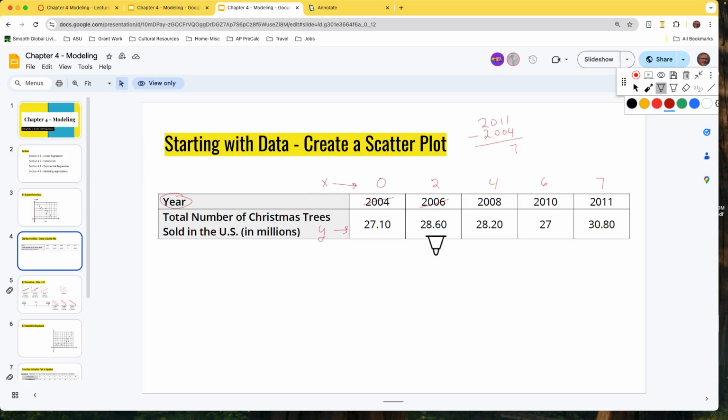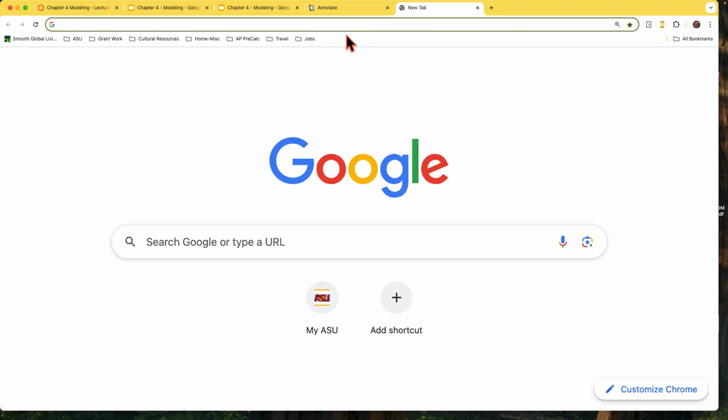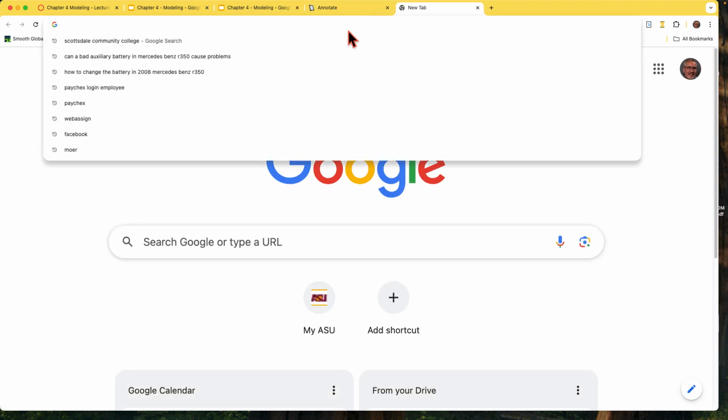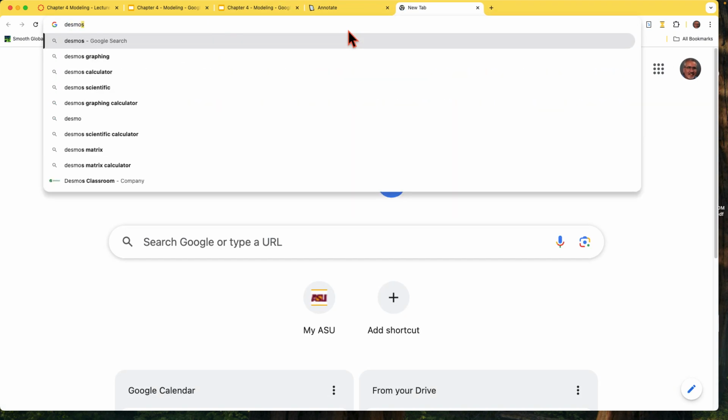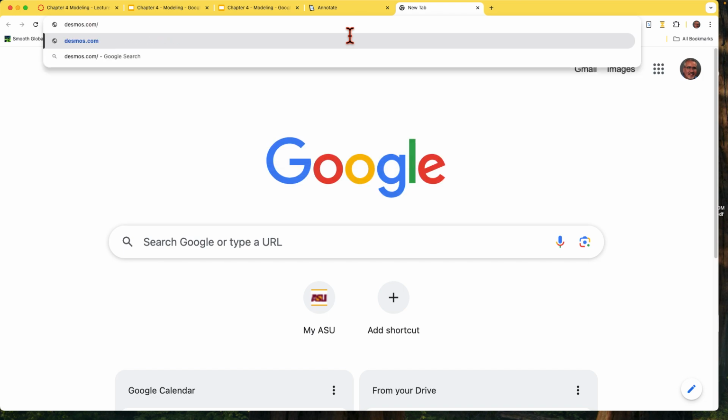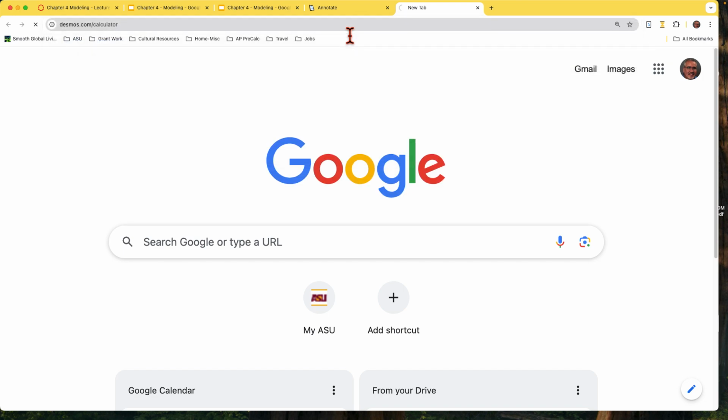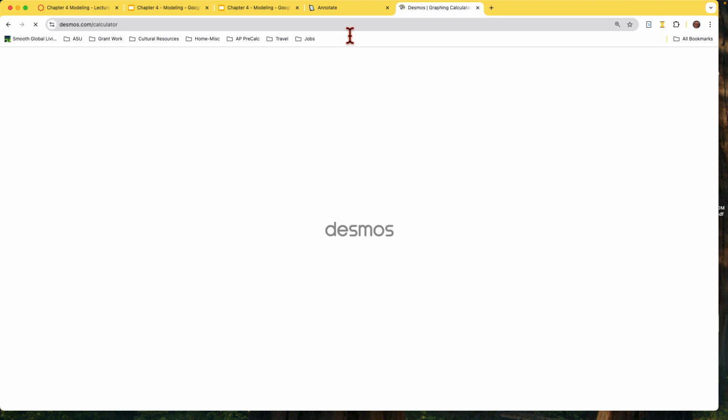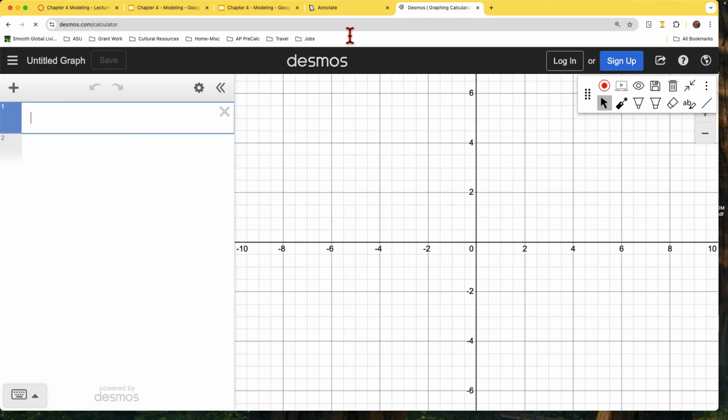So we're going to keep this stuff. I don't have Desmos open, so again, you can click on the link in Canvas, or just go to desmos.com/calculator. And it takes you right into the graphing calculator, hopefully. Oh, there we go. Okay.